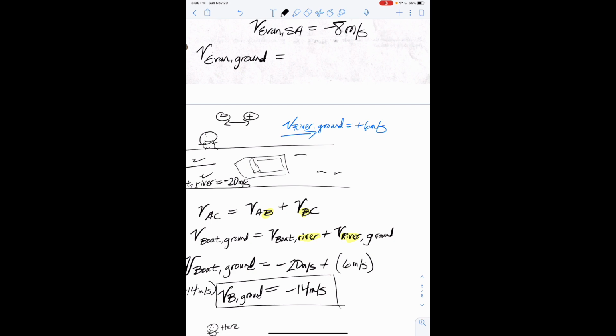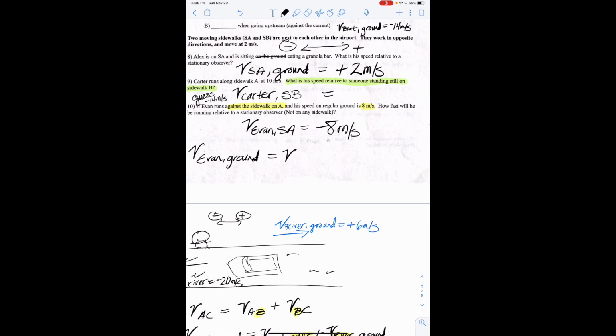So this formula is going to look like this. The velocity of Evan relative to the ground is equal to, what's our guess here? If we see Evan running 8 meters per second against the sidewalk, which is moving 2 meters per second the other way, and Evan's running left, so we would predict, well, he goes still left, but a little slower. So we would say our prediction is probably -6 meters per second, right? 6 to the left. All right, let's check that out and see if that's right.